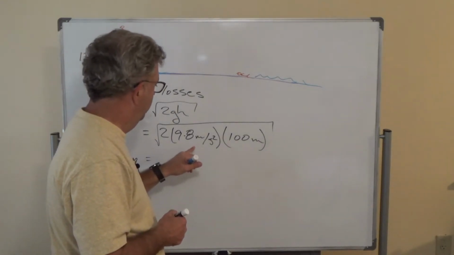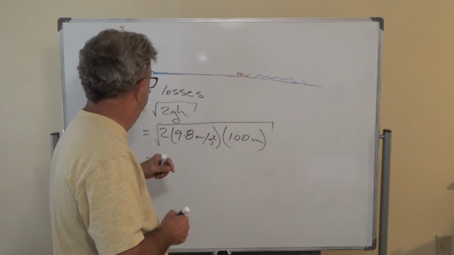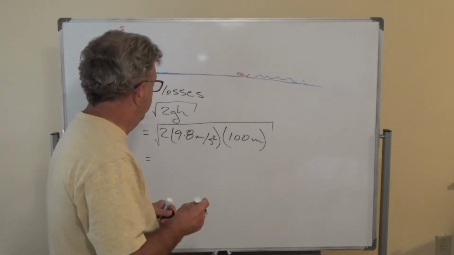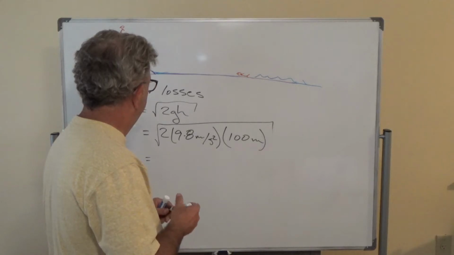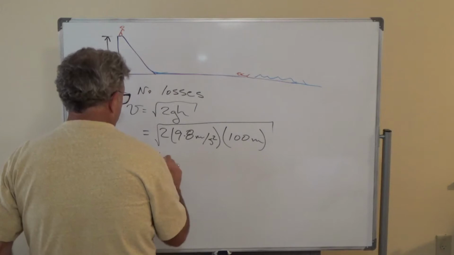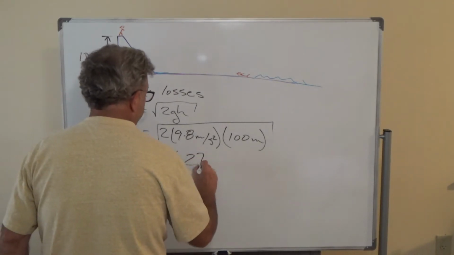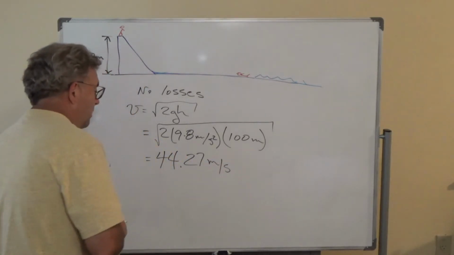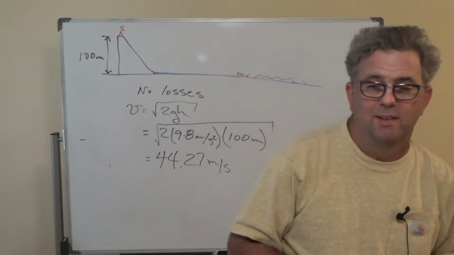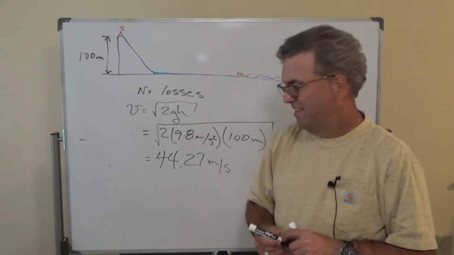It's 9.8 times 100 times 2, right? So 980 times 2, which is 1960, and the square root of that is 44.27 meters per second. That's really, really fast.